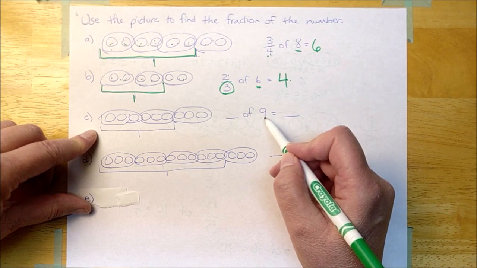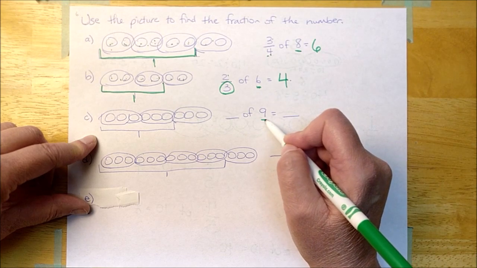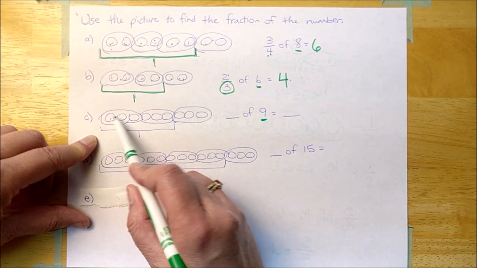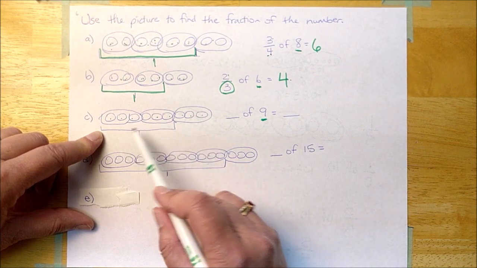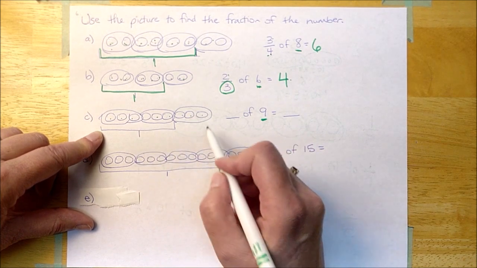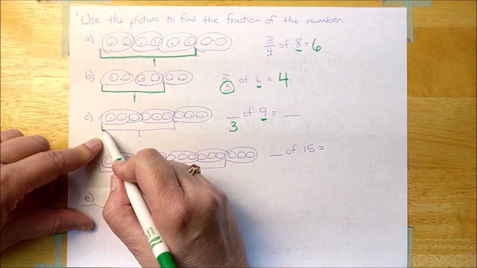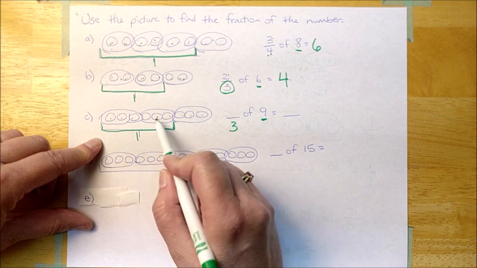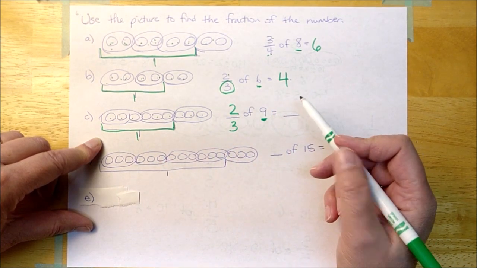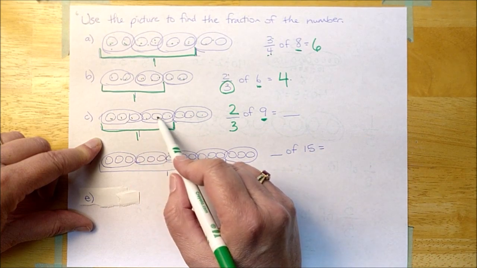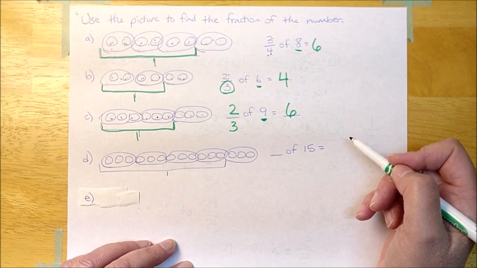So here they didn't put a fraction there. I think we're going to be able to figure this out. So here they said we have 9 apples altogether. 1, 2, 3, 4, 5, 6, 7, 8, 9. How many groups did they divide this into? You're right, they divided it into 3 groups. And how many of them are they saying that we get? 1, 2 of them. So what is 2/3 of 9? 1, 2, 3, 4, 5, 6. 2/3 of 9 is 6.